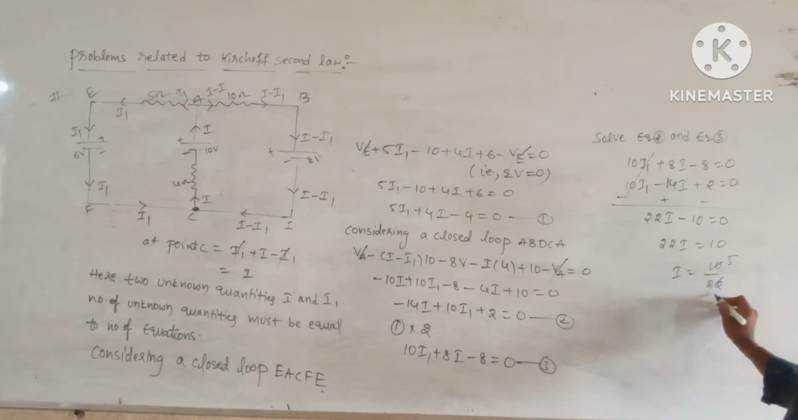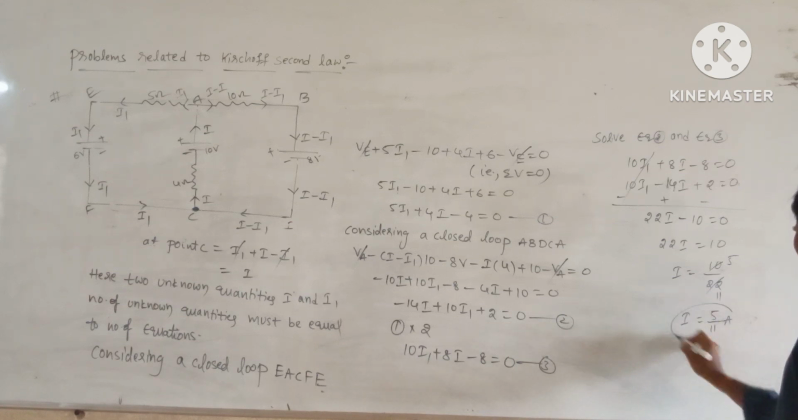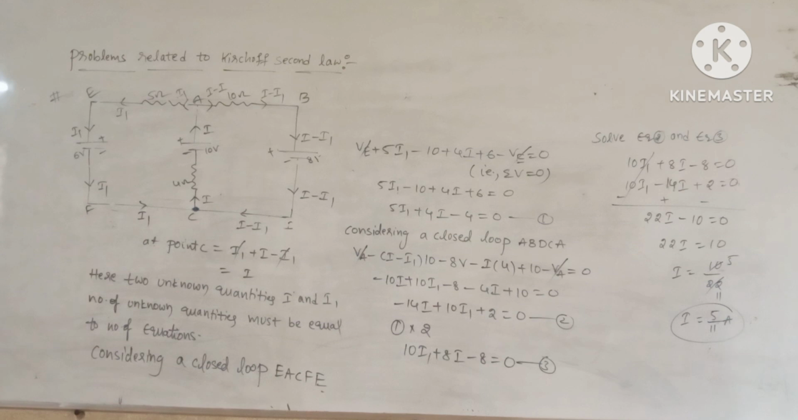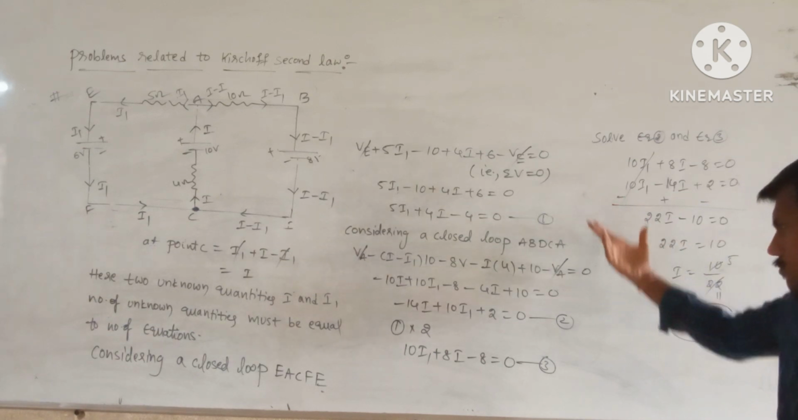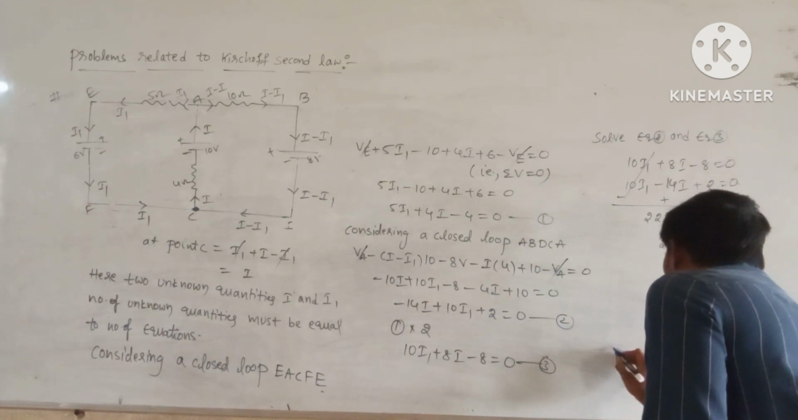2 5s, 2 11s. I is equal to 5 by 11 ampere. So how much current is coming from the 10 volt cell? 5 by 11 ampere. Now I want to find I1. How to find I1? Substitute this value of I in equation number 1 or equation number 3. You get I1 from equation number 1.